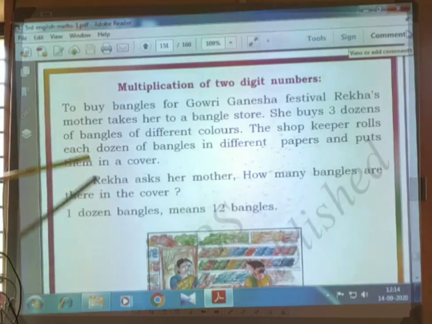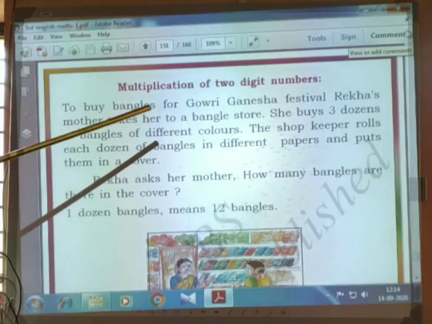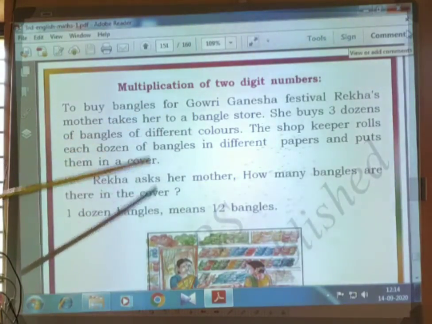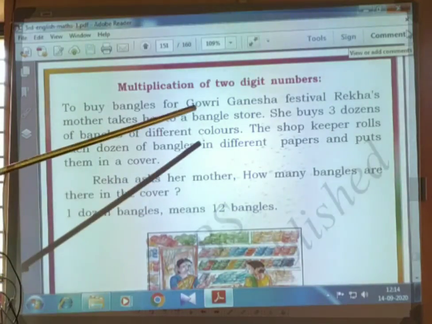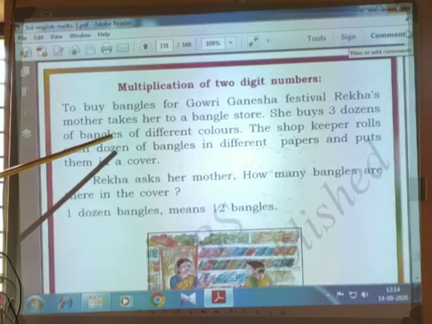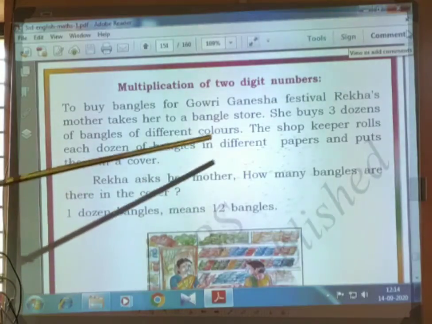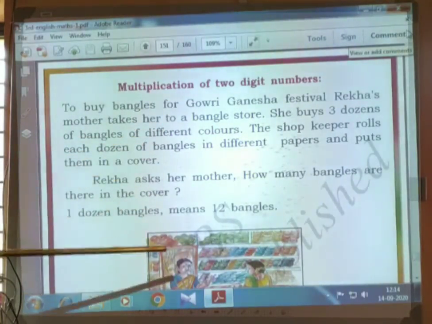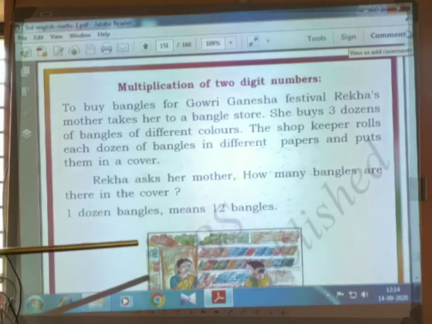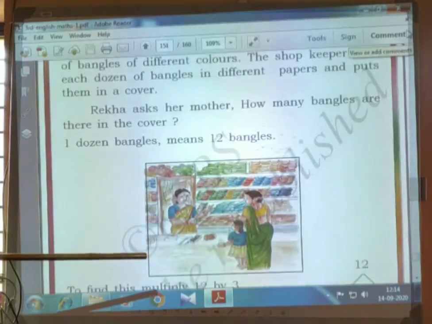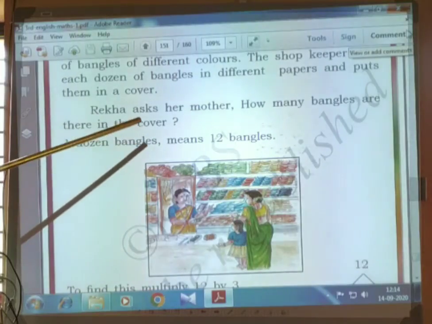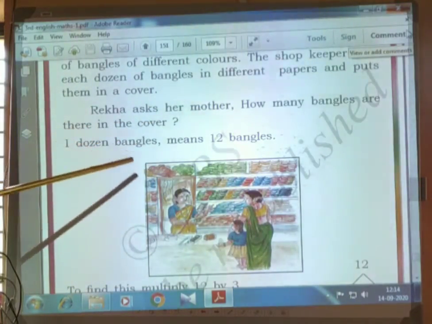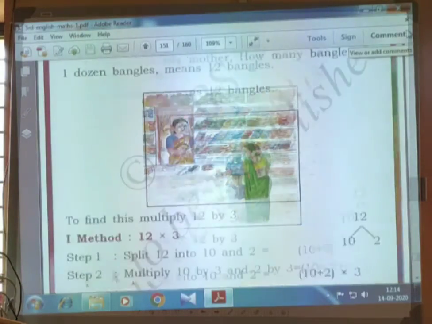For example, to buy bangles for the Gauri Ganesha festival, Rekha's mother takes her to a bangle store. She buys 3 dozens of bangles of different colors. The shopkeeper rolls each dozen of bangles in different papers and puts them in a cover. Rekha asks her mother how many bangles are there in the cover. Okay, 1 dozen bangles means 12 bangles.